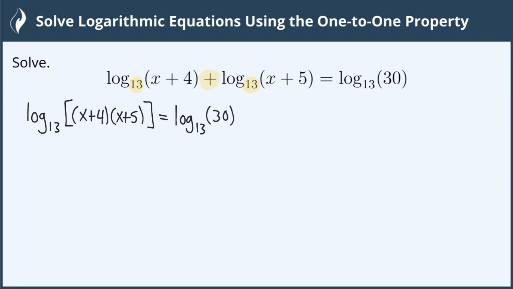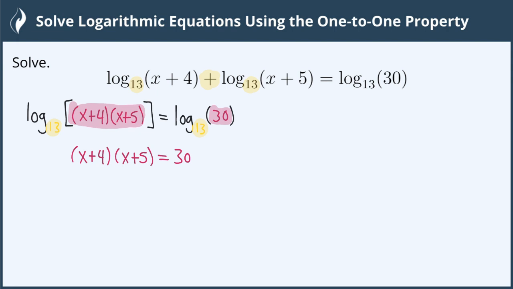Now, because we have one logarithm that is base 13 on the left, and we have one logarithm that is base 13 on the right, we're going to be able to set their insides equal to each other. So x plus 4 times x plus 5 is going to be equal to 30. So we can carry that down. And again, this is the one-to-one property for logarithms. If you have one logarithm on each side, and they have the same base, then their insides must be equal to each other. Now, this gives us a quadratic equation.